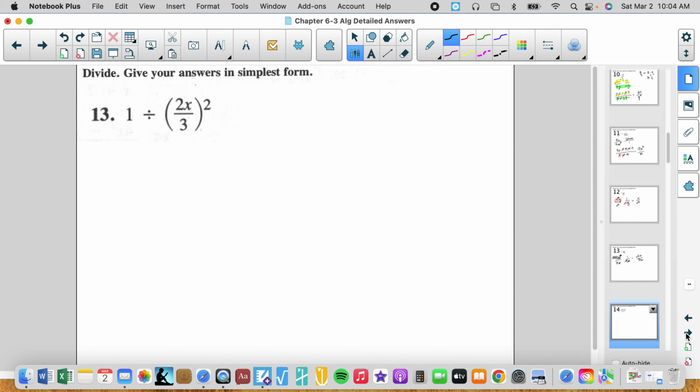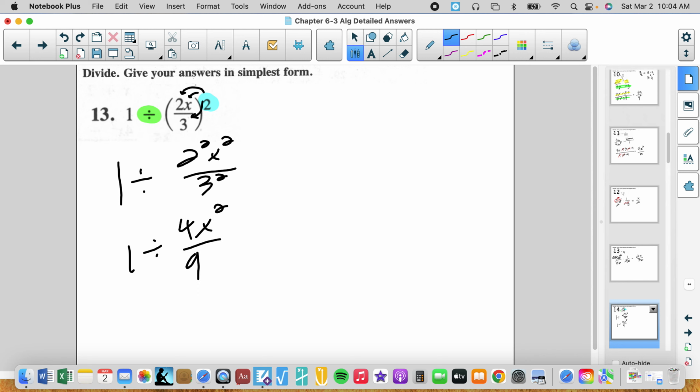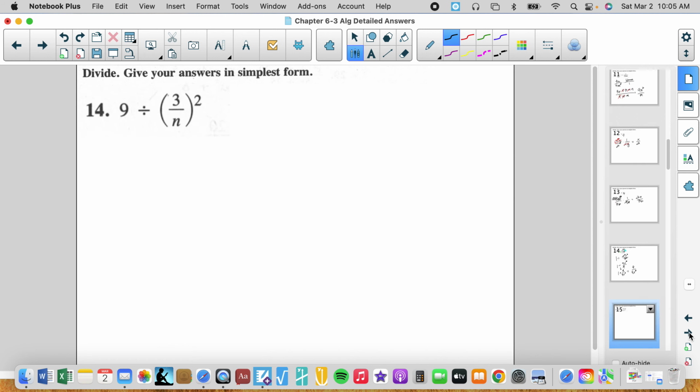All right, so order of operations. We have 2 operations here. We have division and we have exponent. So we're going to do the exponent before we convert the division to multiplication. So I'm going to distribute that to each of the terms. So that's 2 squared, x squared, 3 squared. So that's 1 divided by 4x squared over 9. Now I'm going to convert by taking the reciprocal, and that just gives me 9 over 4x squared. Good tricky one. I like that.